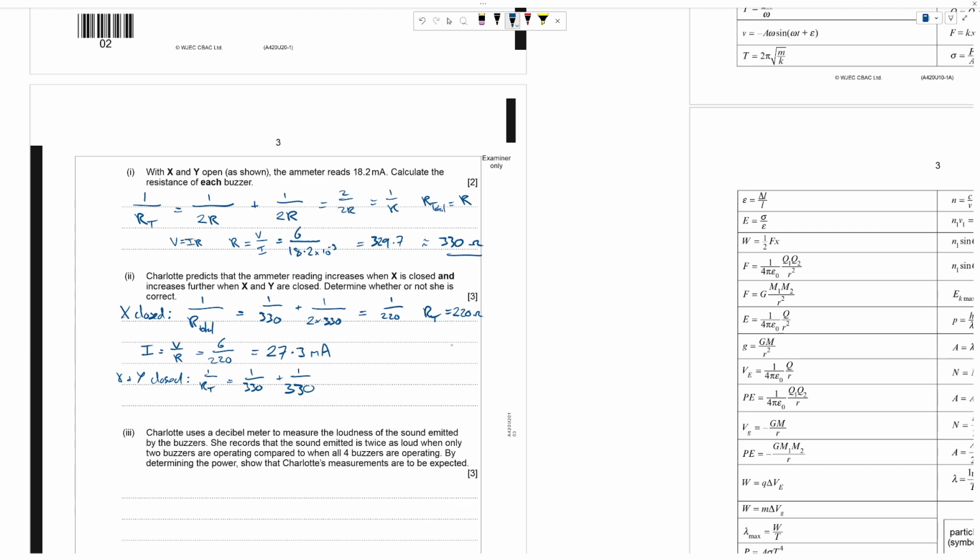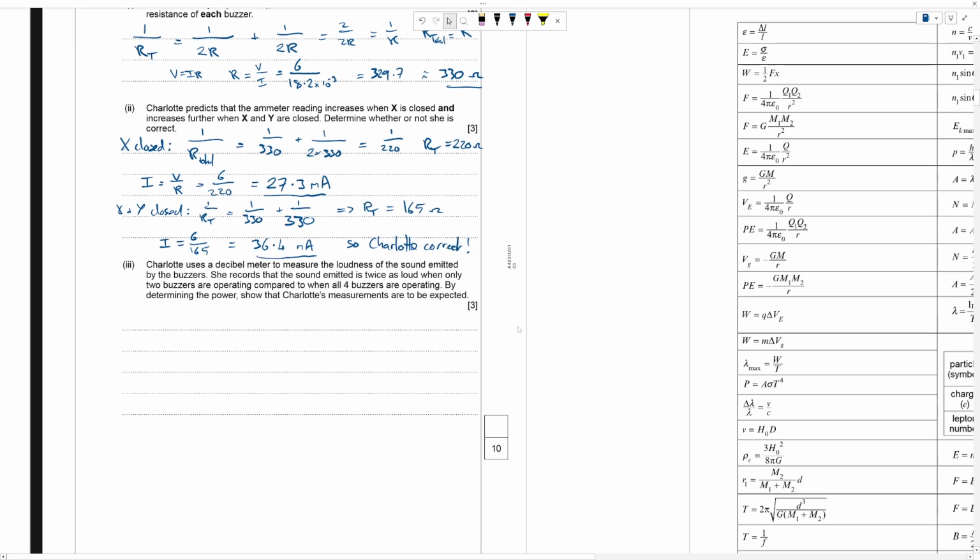So that's 2 over 330, which implies that the total resistance is half of 330, which is 165 ohms. Therefore, current is 6 over 165, which is 36.4 milliamps. So Charlotte is correct. The initial current at 18.2 has increased when X is closed and has increased further when X and Y are closed.